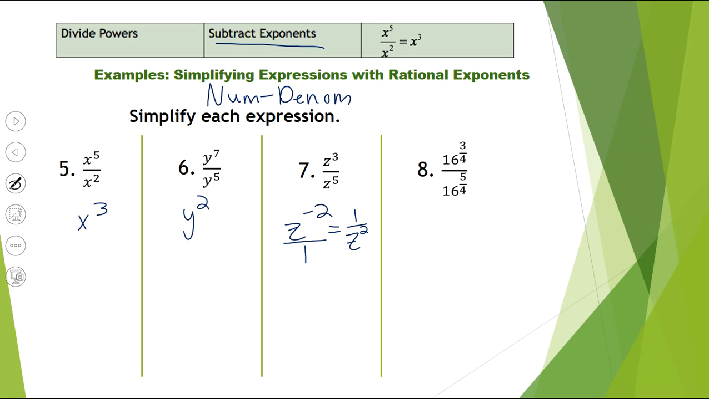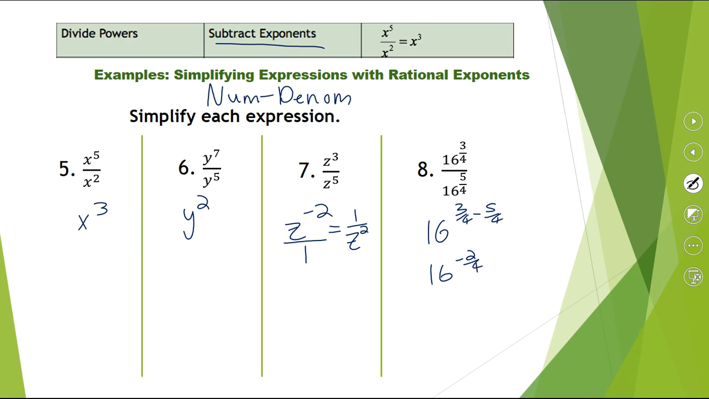And then our last one, a calculator would be really helpful here. But if you don't have one, we're basically doing 16 to the 3/4 minus 5/4. And 3 minus 5 would be 16 to the negative 2 over 4, which is still 16 to the negative 1/2. But again, I would write this, basically it's on the wrong side as a negative. If we move it to the bottom of the fraction, we would have 1 over 16 to the 1/2 power.